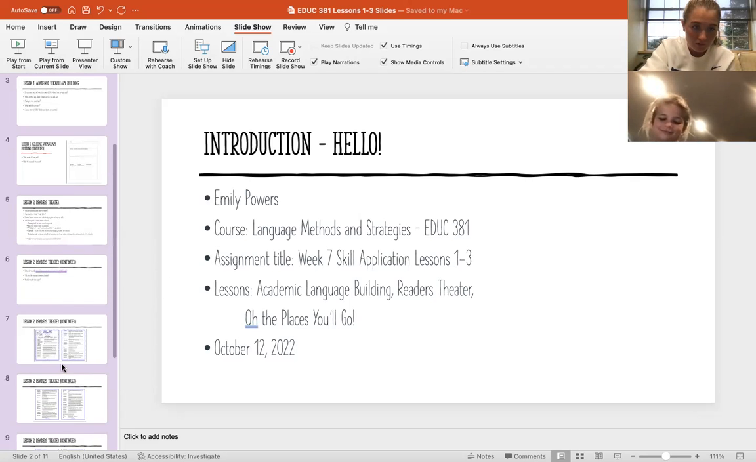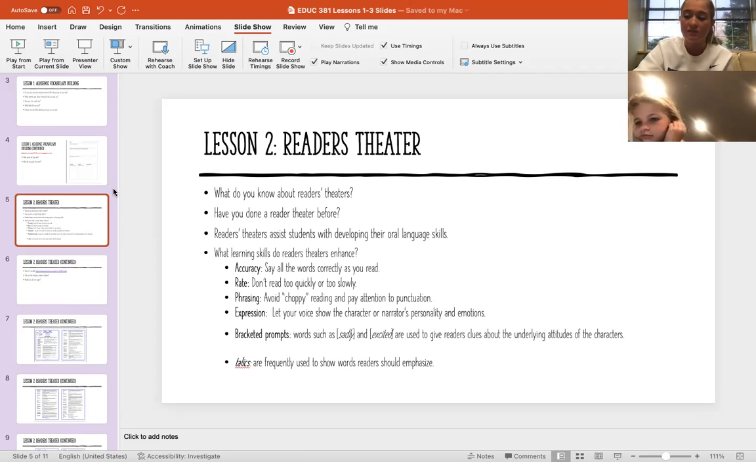So we'll go down to our next slide. Do you know what a Reader's Theater is? I thought we did it last year. Okay. What do you remember about Reader's Theaters? I don't know.